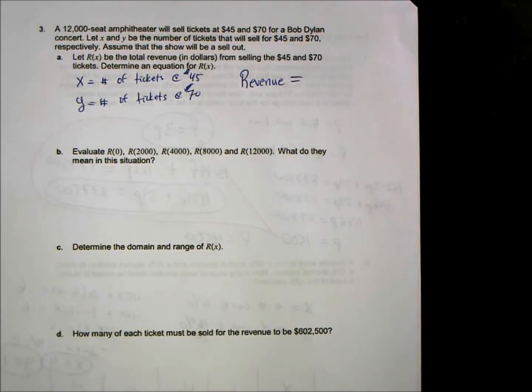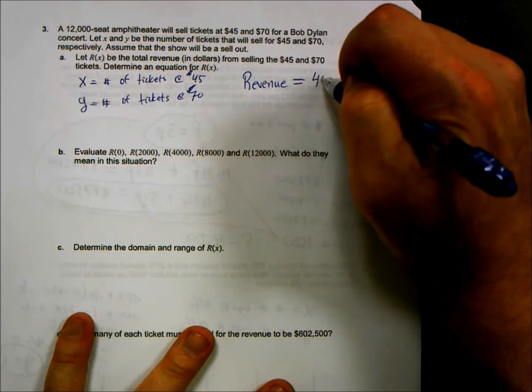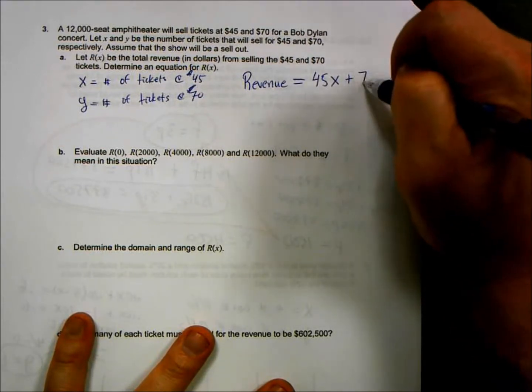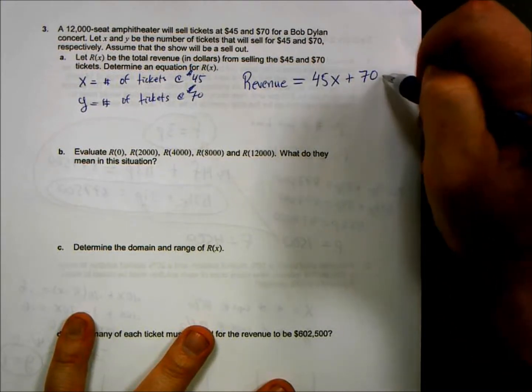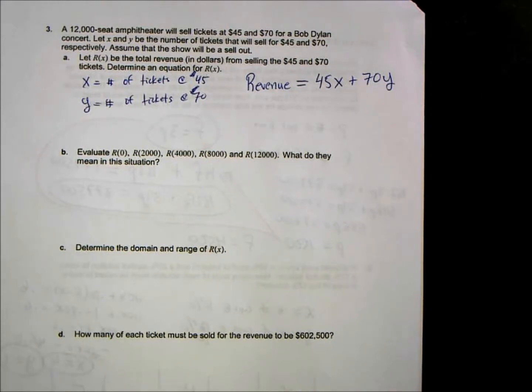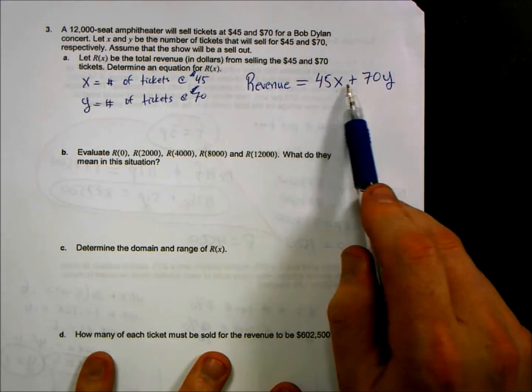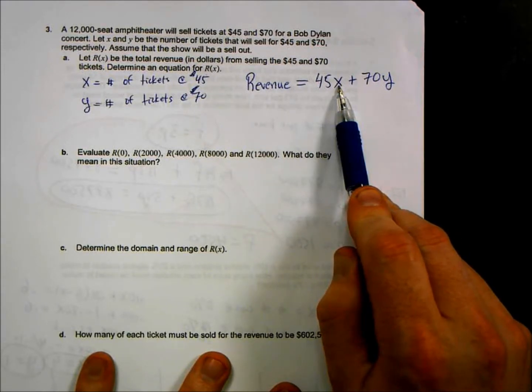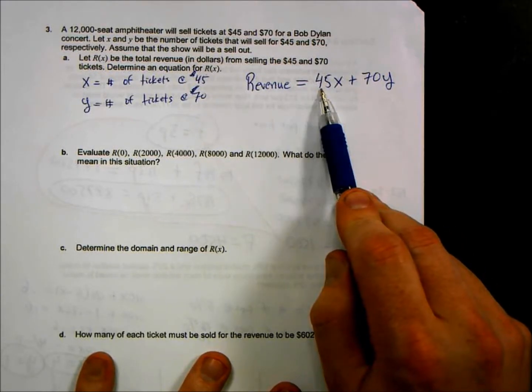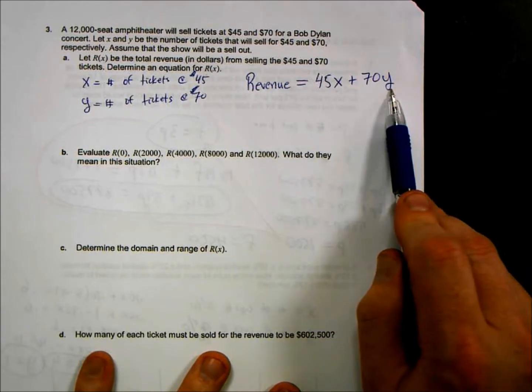What's revenue? It would be 45x plus 70y. Very good. Why 45x? X is the number of tickets I sold at $45. So I multiply by 45. That tells me how much money I made on my $45 tickets. 70y tells me how much money I made on my $70 tickets.